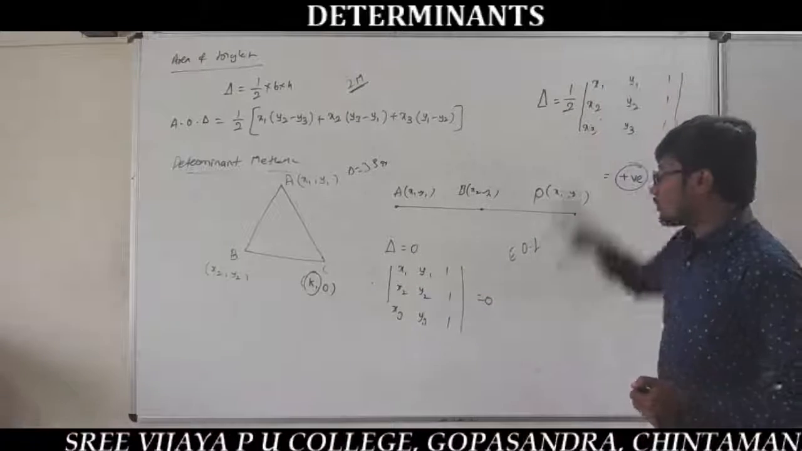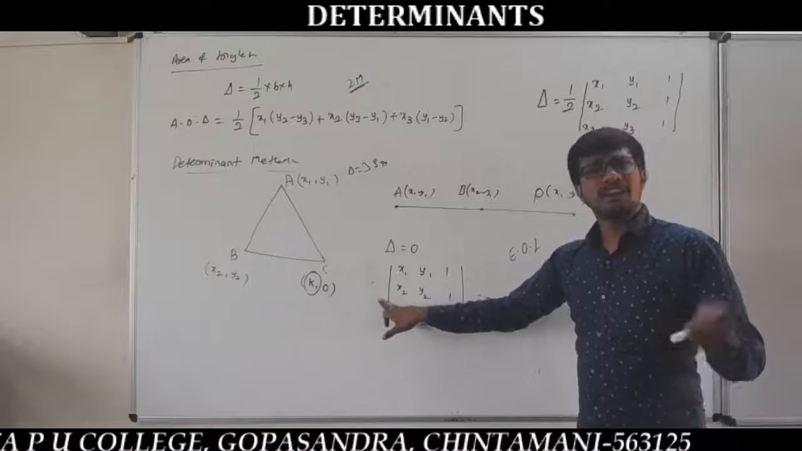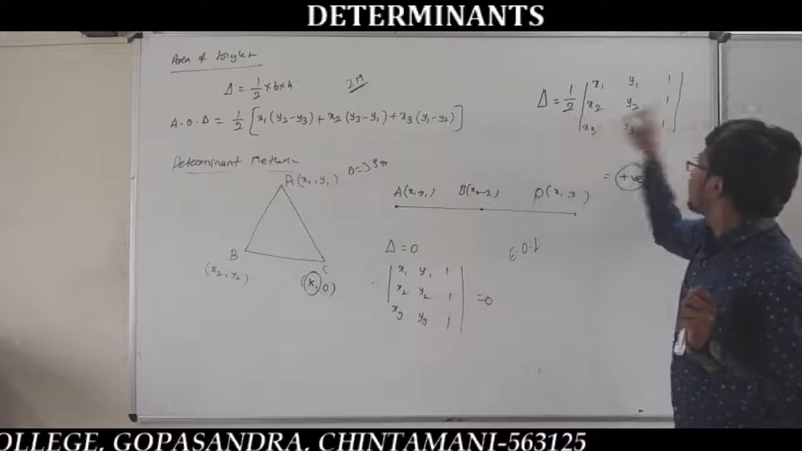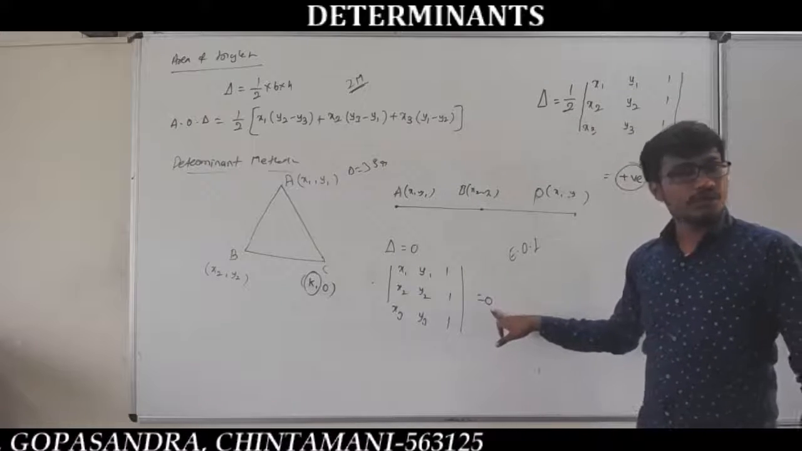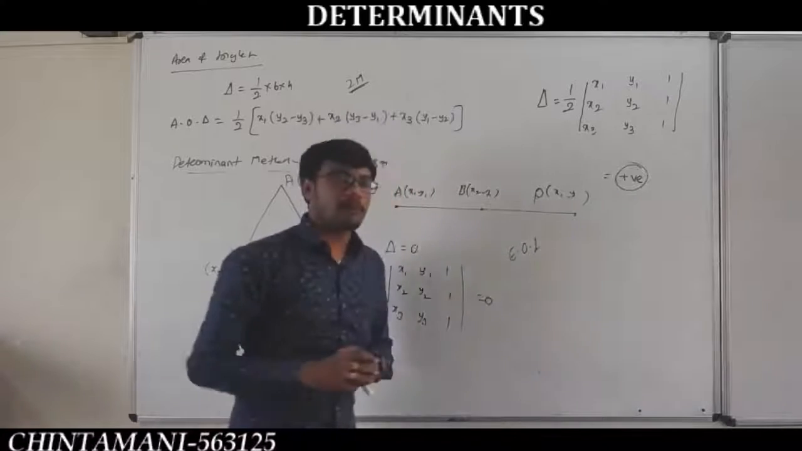So now equate this formula to 0. What about the 1 by 2? If we write it also no problem, if we don't write it also no problem, because 0 into 2 is 0 only. That's why it becomes 0. So okay, neglect that also, no problem.